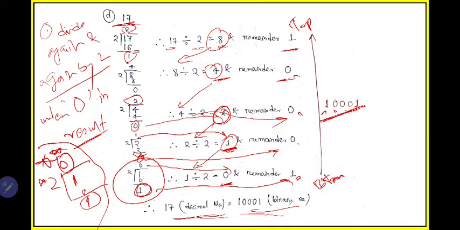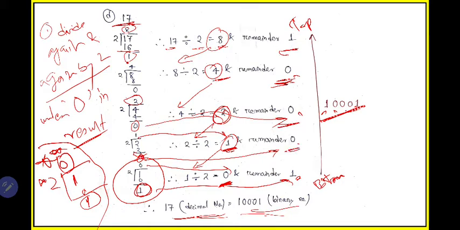There are 3 common rules. The first is to divide the given number in the question again and again by 2 unless you are getting a 0 in your result. Result means quotient. In place of the quotient you are getting a 0. Second is to always write the remainder after each division on the right side. So we have written all the remainders on the right side.